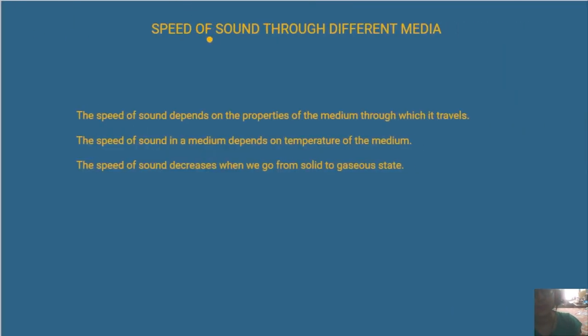So today we are going to talk about the speed of sound through different media. Now what does it say? These are some important points. If you want, you can pause the video and take it down. It says that the speed of sound depends on the properties of the medium through which it travels.